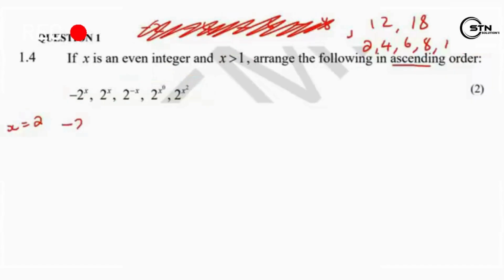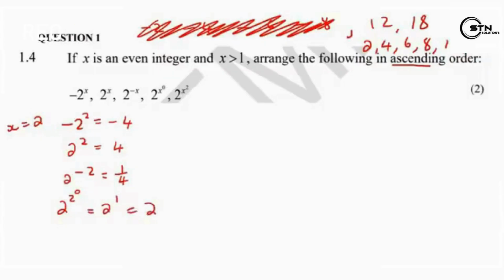So if you have negative 2 to the power of 2, you end up with negative 4. If you have 2 to the power of 2, you end up with 4. If you have 2 to the negative 2, you can type it on your calculator, it's a quarter. If you say 2 to the power of 2 to the 0, that becomes 2 to the 1, because 2 to the 0 is 1, and that just gives us 2. And then this one is 2 to the power of 2 squared, which is 2 to the power of 4. That's a 4, and so that's 16.